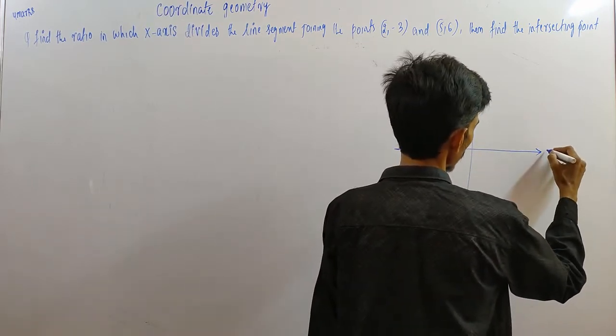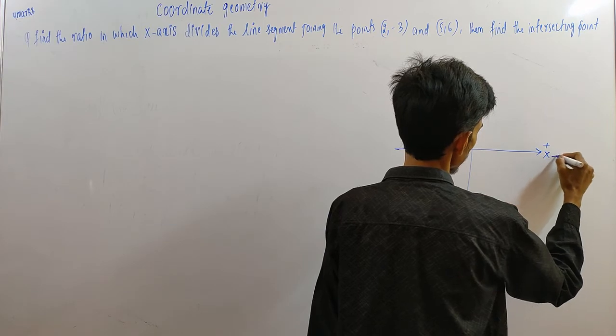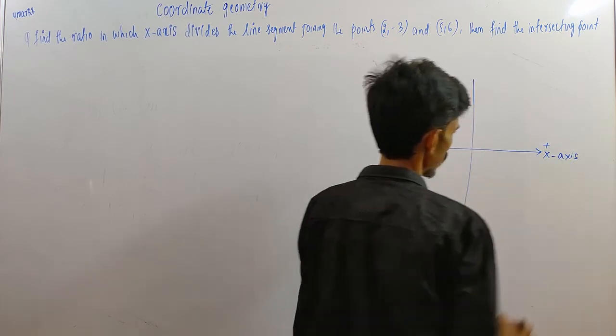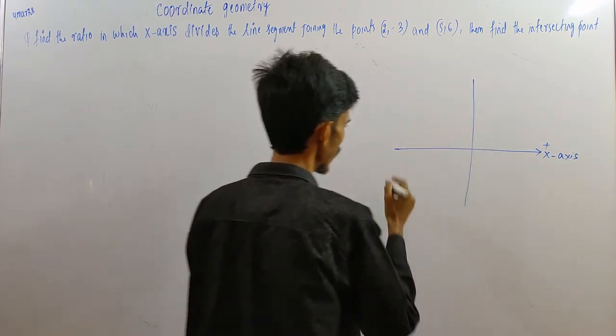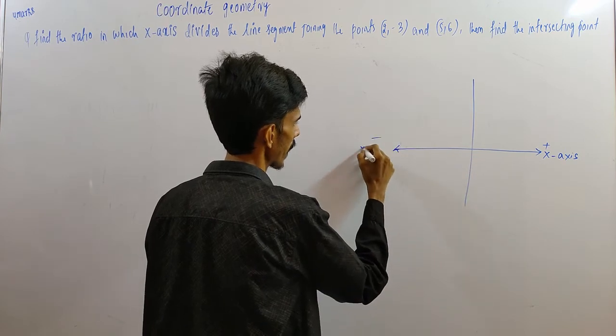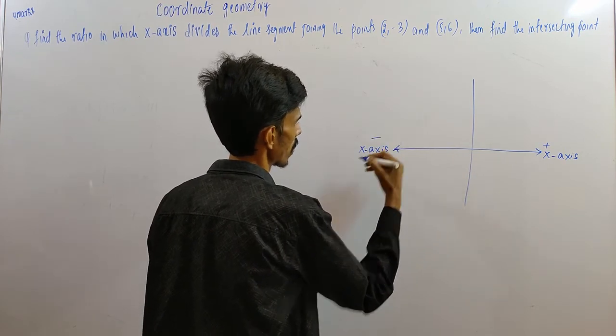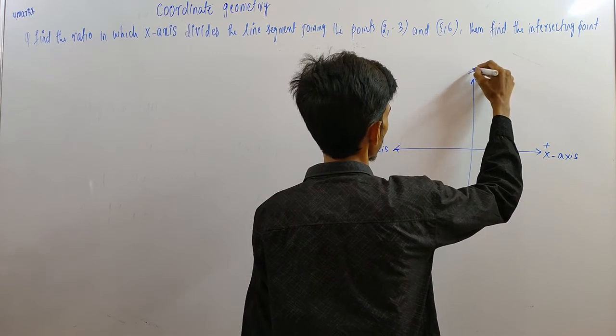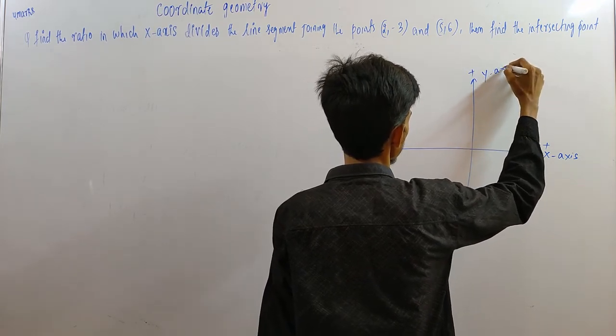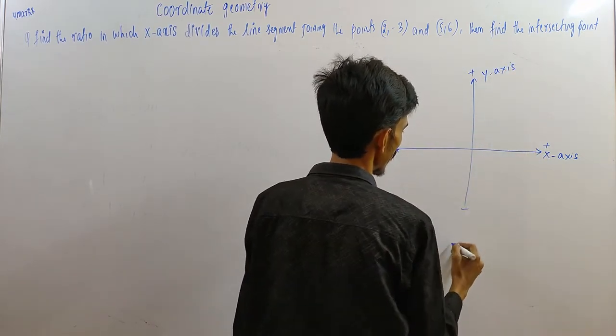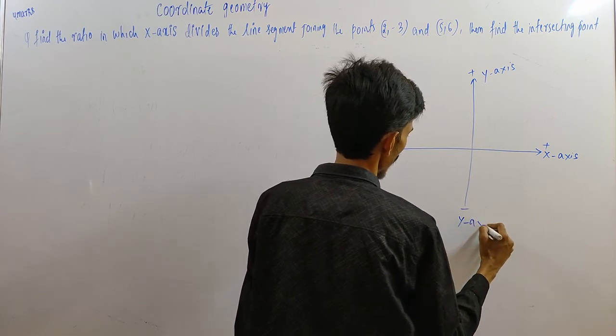Here we have the positive x-axis. All values will be positive here. Here we have the negative x-axis. Similarly, here we have the positive y-axis, and here we have the negative y-axis.